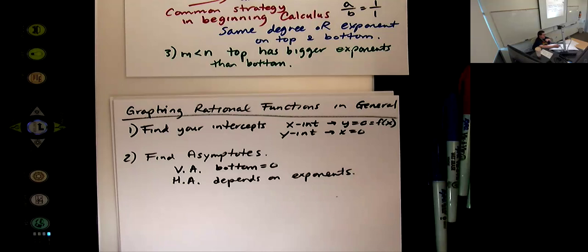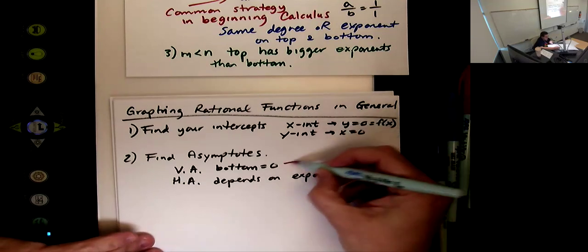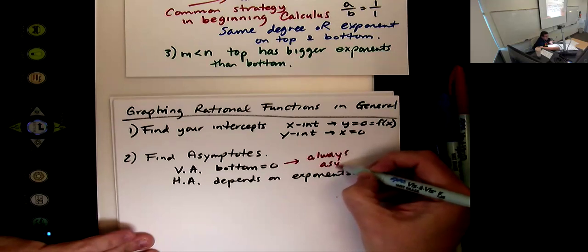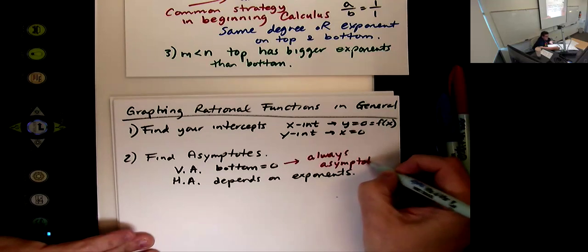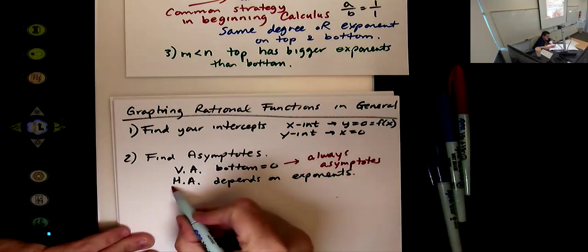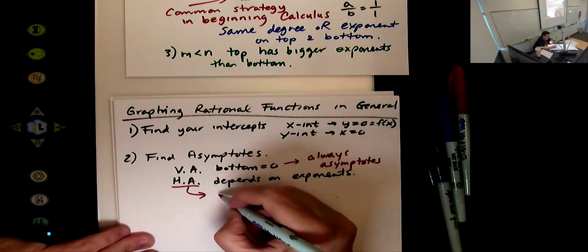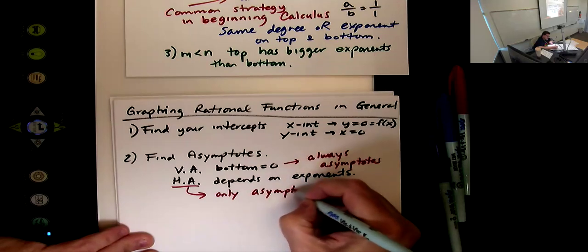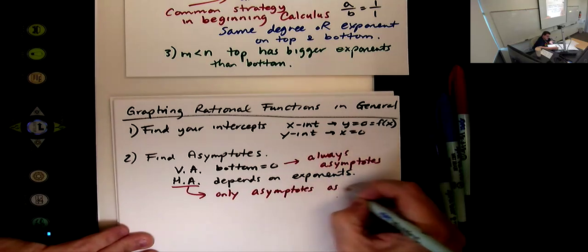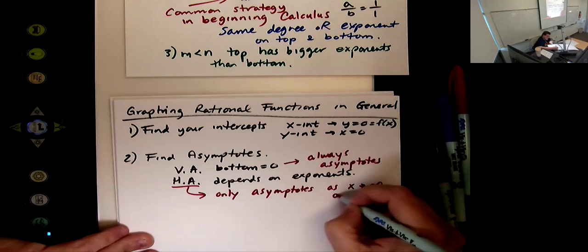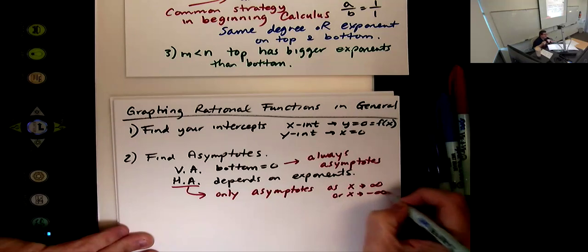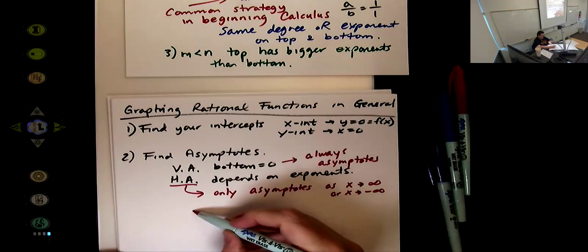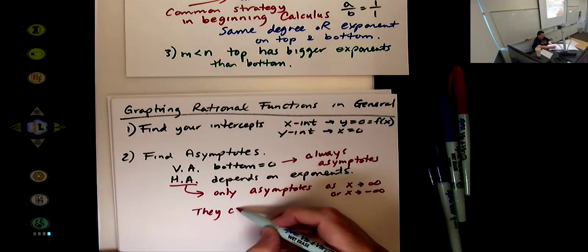It's important to know that vertical asymptotes are always asymptotes, but horizontal asymptotes are only asymptotes as x goes to infinity or x goes to negative infinity. They can be crossed near the center of the graph.